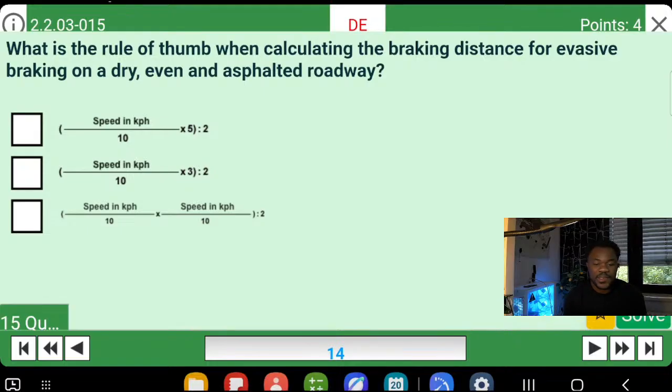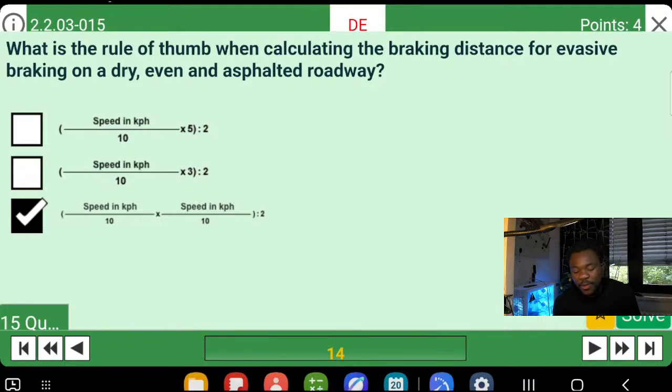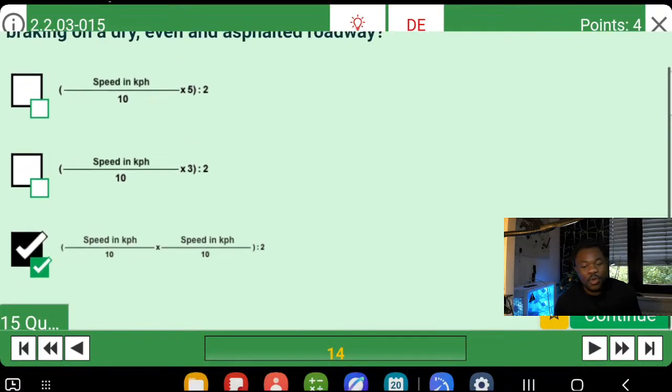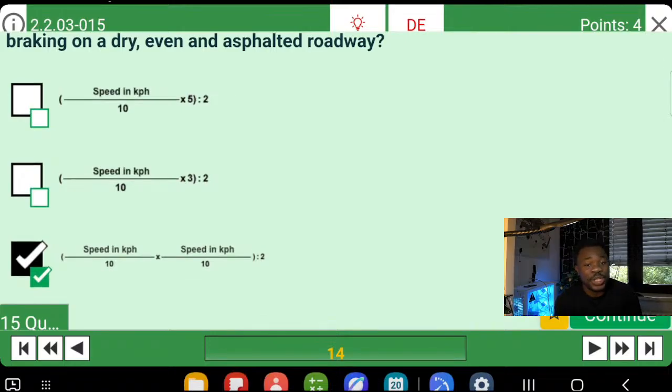The formula for this question is number 3. We have two types of braking distance. If they talk about braking evasively, which is an emergency situation, this formula right here is what we are going to apply to get our braking distance. It's the same as braking normally. The only difference is you divide your final answer by 2. If you're braking normally with a speed of 50, your braking distance is 25 meters. When you're braking evasively, your braking distance will be 12.5 because you divide your final answer by 2.